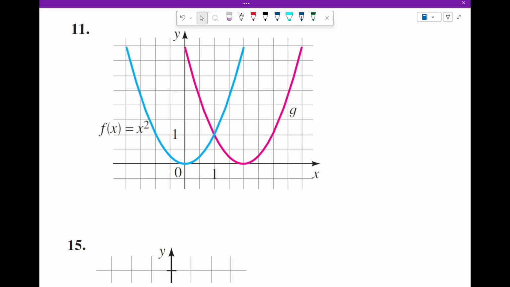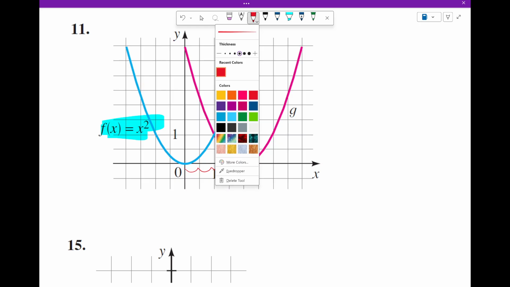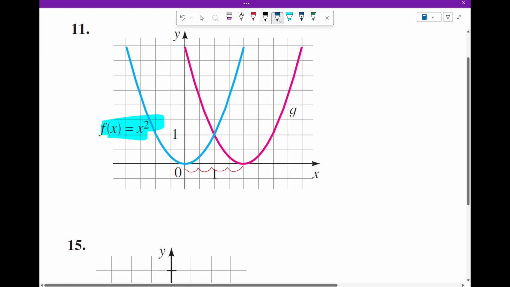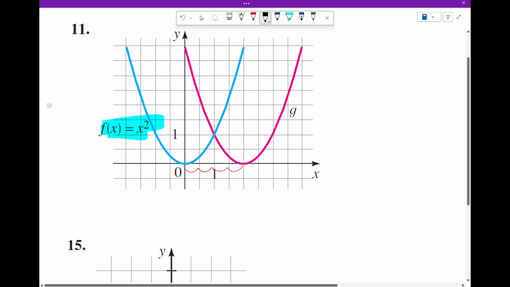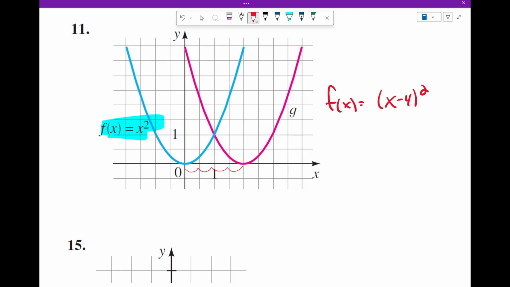So the first one here, we see that our parent function is f of x equals x squared. And since the vertex moves 1, 2, 3, 4 units over to the right, let me make my marker a little bit bigger here on both of these. There we go. So this is going to be, in red, f of x equals the quantity of x minus 4 squared. So that's the first one.